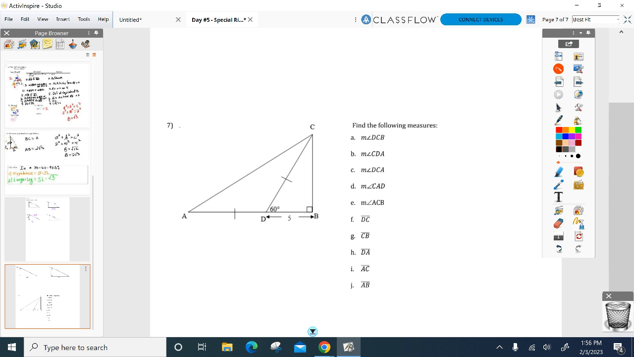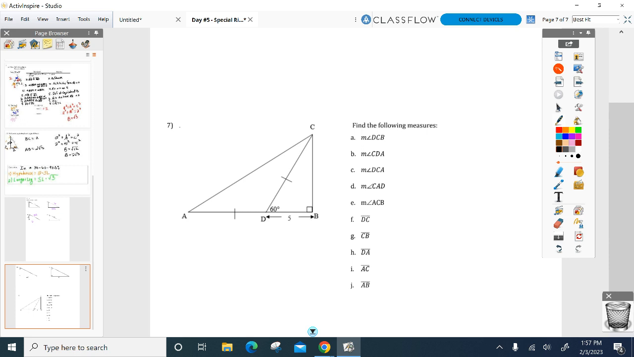So these have to be the same because the house is so it should be... Wait, is this the 40? 60. It's 30. DC is 30. Wait, how did you go? You got... And then CAD is also 30. And then ACB is 60. That's easy. I got 30. Yeah.